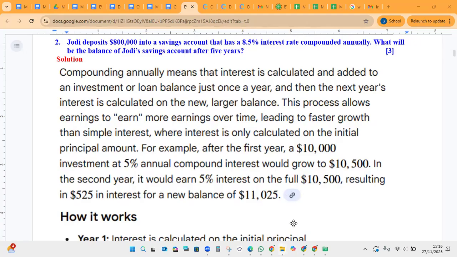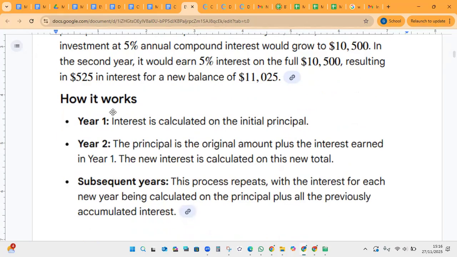So how does it work? So there's some information with regards to how it works. Let's check it out. Year 1, interest is calculated on the principal amount, the initial principal. Year 2, the principal is the original amount plus the interest earned in year 1. So the new interest is calculated on this new total. Subsequent years, this process repeats with the interest for each new year being calculated on the principal plus all the previously accumulated interest.